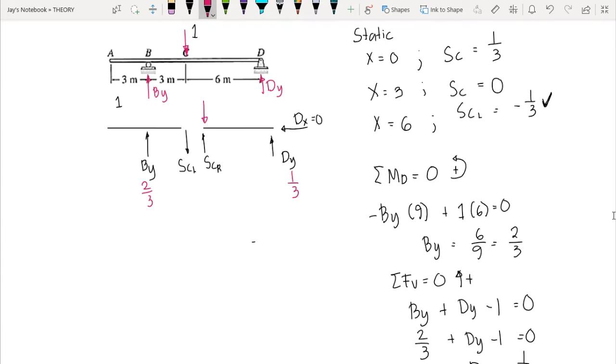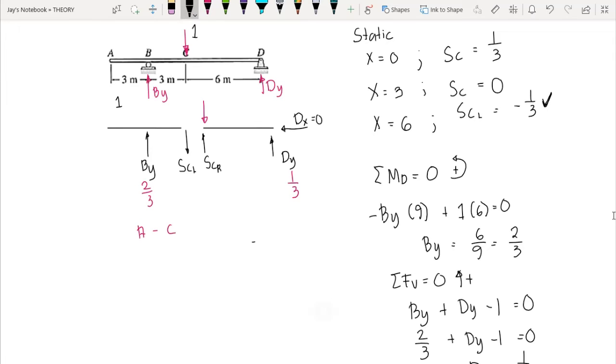But since our 1 unit load is still on point C, we will be having the same value of reaction. So we have 1/3 for Dy and 2/3 for By. But in this case, we will be computing for the ordinates on the right side of our point C. So we will be considering the free body diagram on the left side, and that is from A to C.